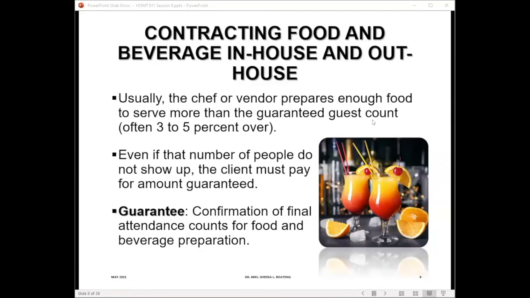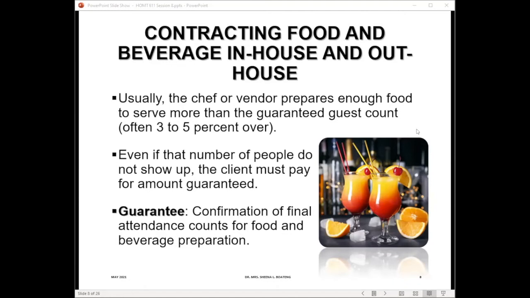So if you are contracting in-house, usually, because of the daily operations of the hotels, the chef or the vendor will usually prepare enough food to serve more than the guaranteed guest count. And this is because, given that they know the number of attendees coming, and they know that there's a probability that the number of attendees anticipated may exceed by a little bit or more, they have this range within which they are able to work such that they can prepare for some of this overflow, as we refer to it, by about 3 to 5% of the original number of attendees expected.